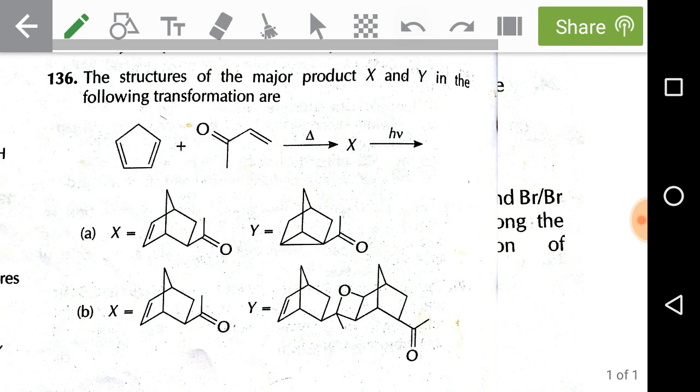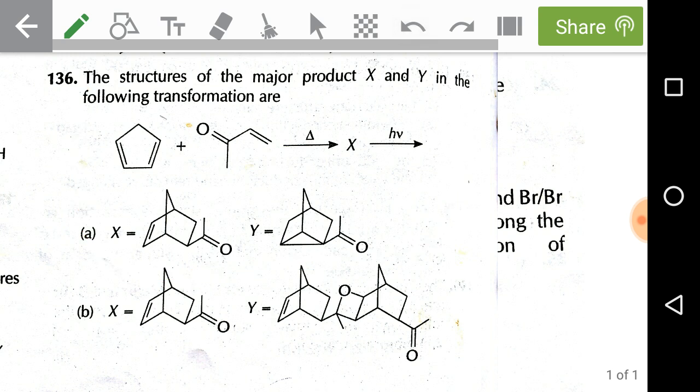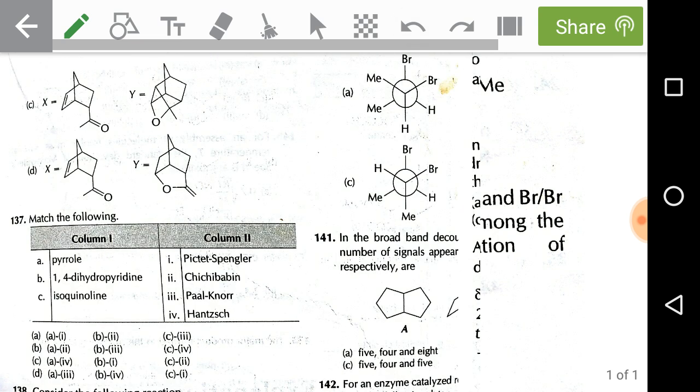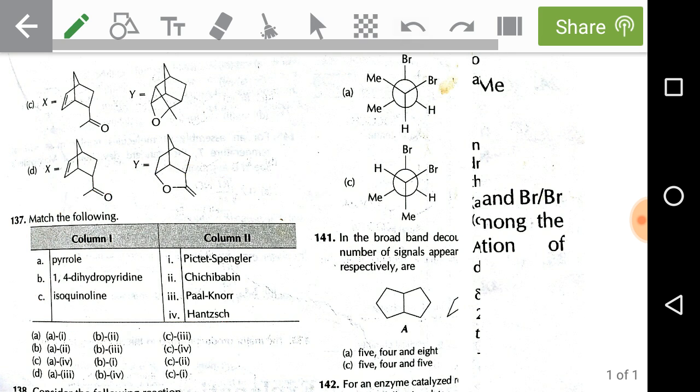Okay. And next question, the structures of major products X and Y in the following transformation is. Just observe, we have given thermal conditions. Okay, right. And now, just check the different options. And before going to explain that 136 question, just look at 137 here, because it will be very easy. So pyrrole, simply Paal-Knorr synthesis, and 1,4-dihydropyridine with Hantzsch synthesis, isoquinoline with Pictet-Spengler reaction.